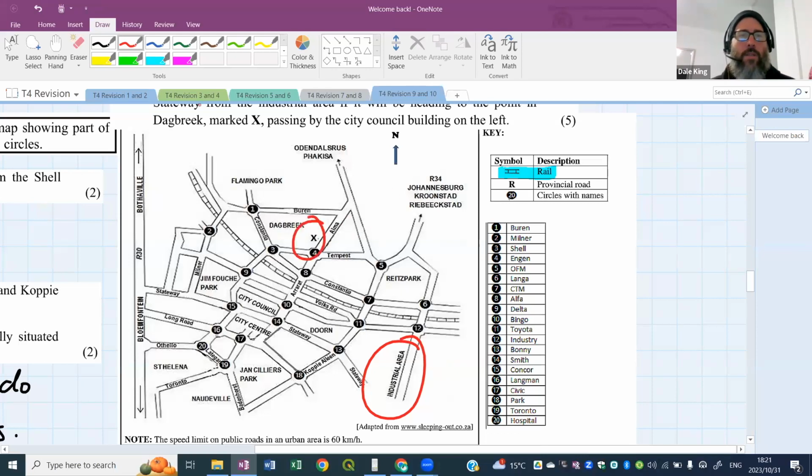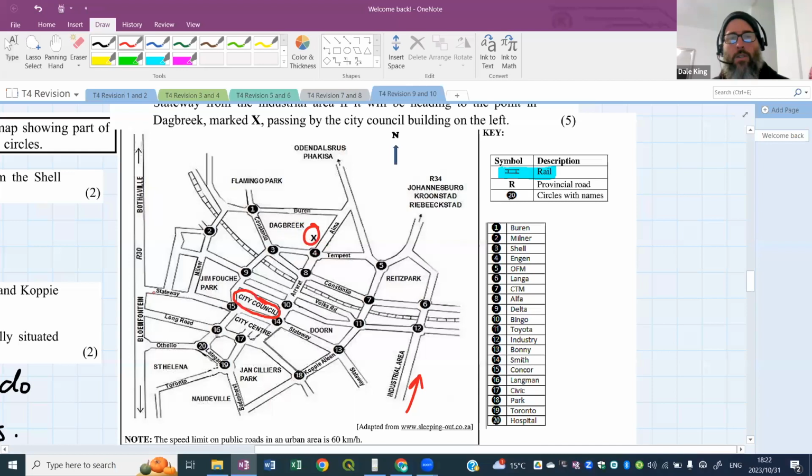Okay, so who would like to come online and help me out here? We're going to describe the route. Whatever words we say, we will have to write down in the exam. But let's just use verbal instructions here. We're coming in on this road from the industrial area. I'll show you a little red arrow. That's what we're coming into. And we are trying to get to point X here at Dagbreek. And we have to pass the city council building on the left. The city council building is over here. We've got to pass that on the left.